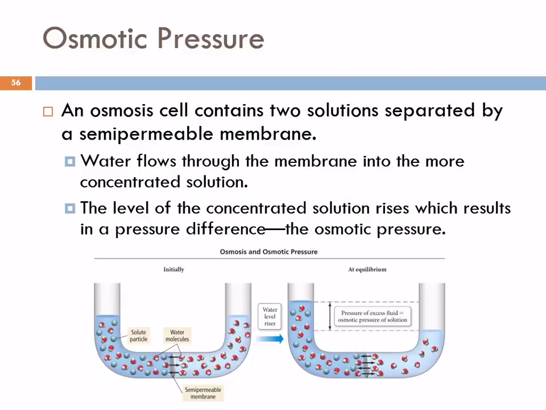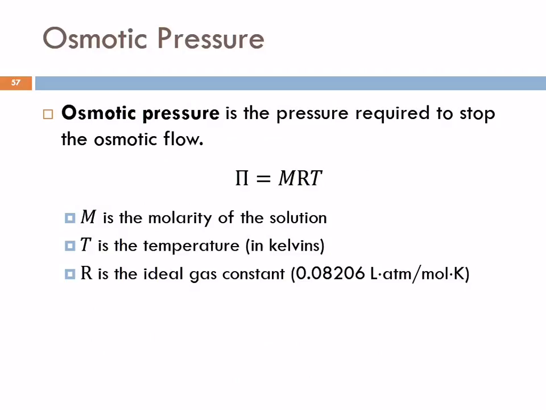You've heard of reverse osmosis, water purification systems. That's the principle on which they work. You apply a pressure to cause osmosis to go in the other direction, and you get pure water from contaminated water. So the osmotic pressure is equal to the molarity of the solution times the temperature in kelvins and the gas constant. That's the ideal gas constant, our old friend, 0.08206 liter atmospheres per mole Kelvin.